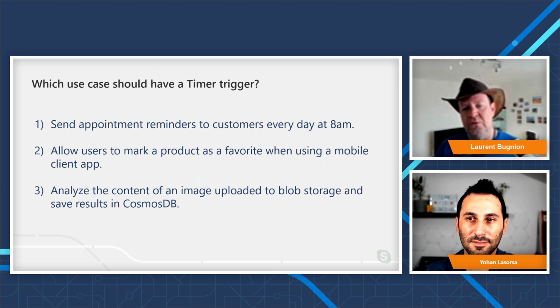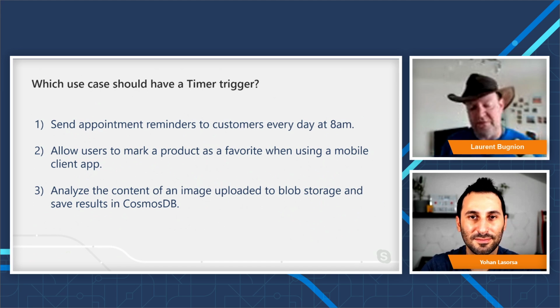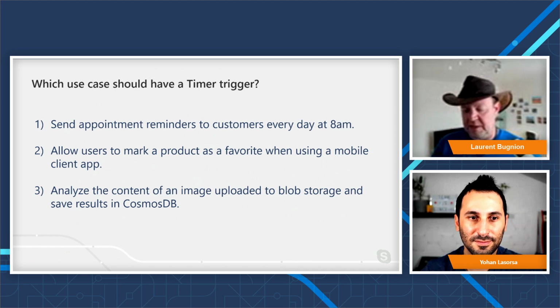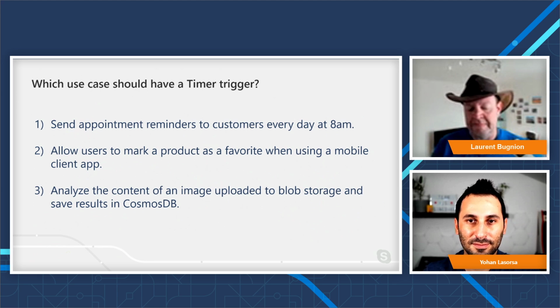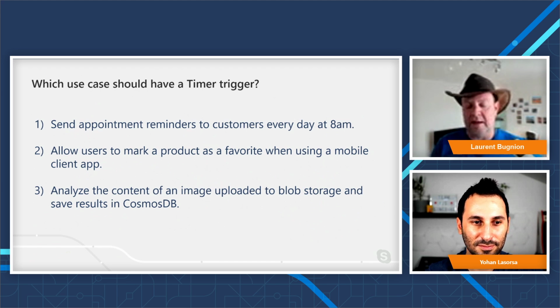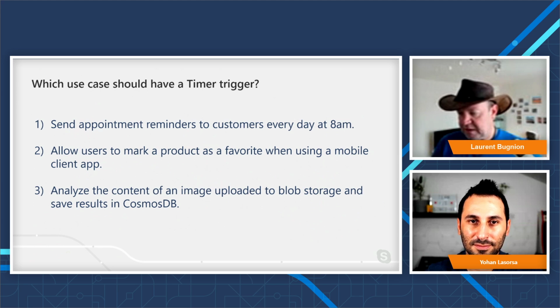But if you wanted to find a use case for a timer trigger, our viewers can maybe take a moment to think about that. I'm going to read the answers quickly, because maybe we have somebody who cannot read so well. So send appointment reminders to customers every day at 8 a.m., right? That would be the first use case. Allowing a user to mark a product as a favorite when he's using a mobile client application. And choice number 3 would be analyzing the content of an image, uploading it to blob storage, and saving the result in Cosmos DB.